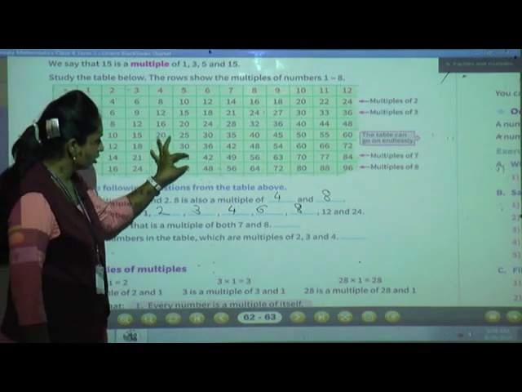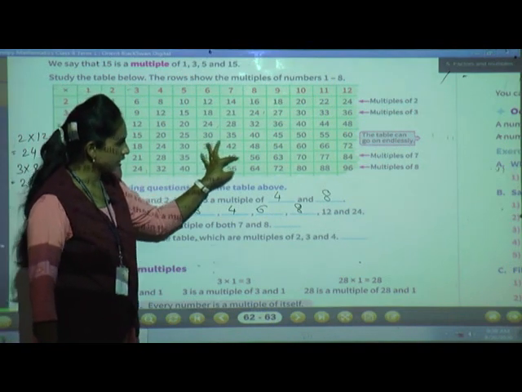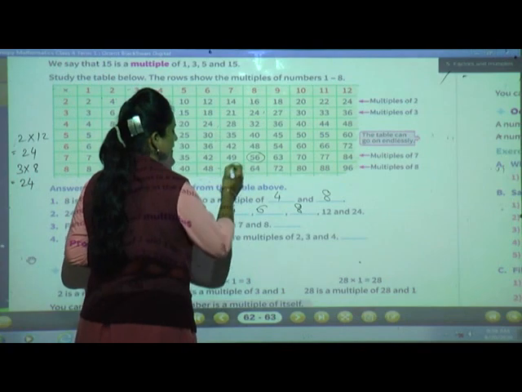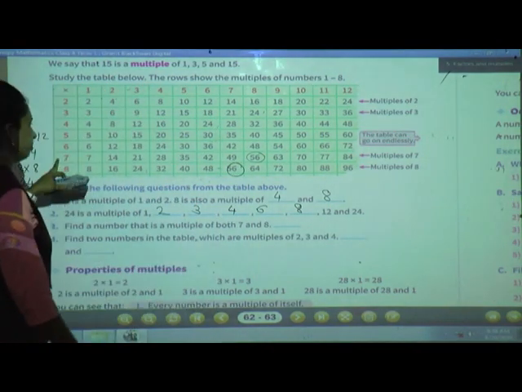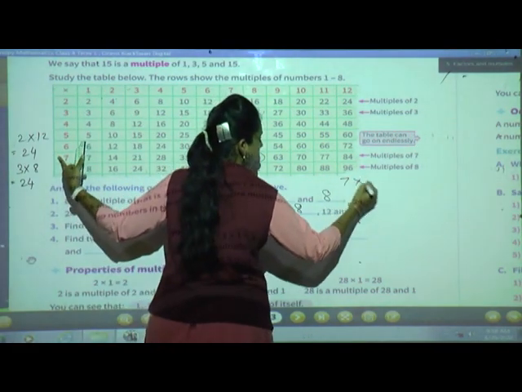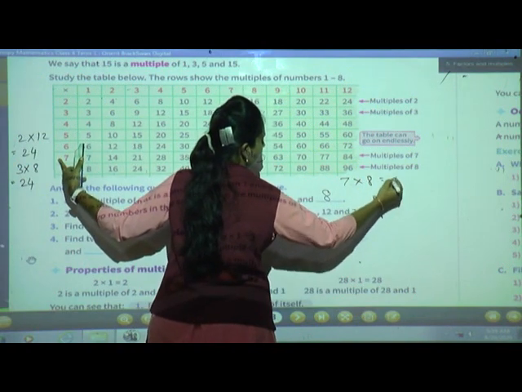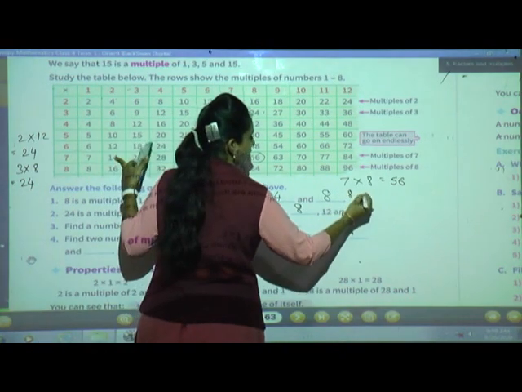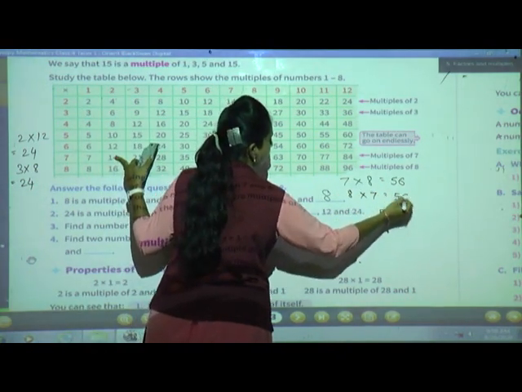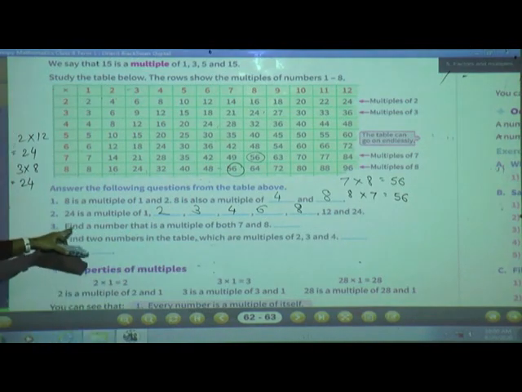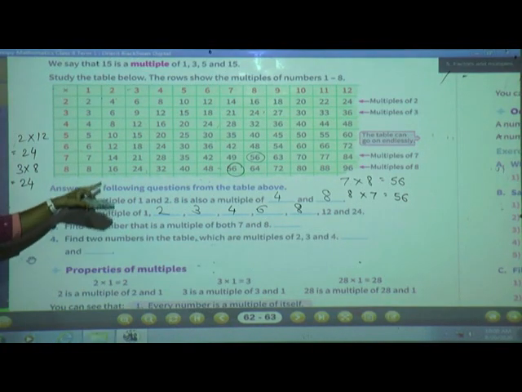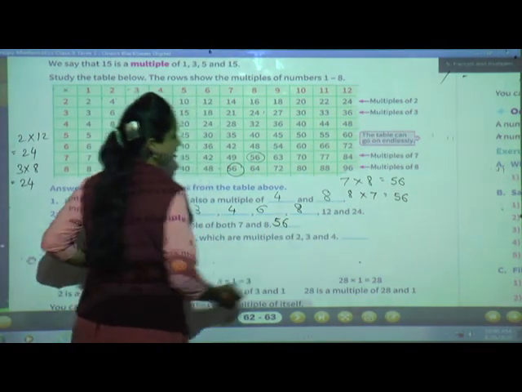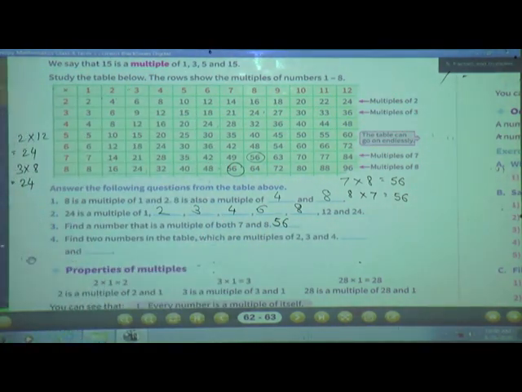Here 40, 42, 48, 49, here 56, here also 56. See here. It means when we multiply 8 multiplied by 8, sorry, 7 multiplied by 8, we get 56, and in 8 table, 8 multiplied by 7, if we do, we get 56. So here the answer, the multiple of both 7 and 8, what is the same? 56. Understood? Now fourth one.